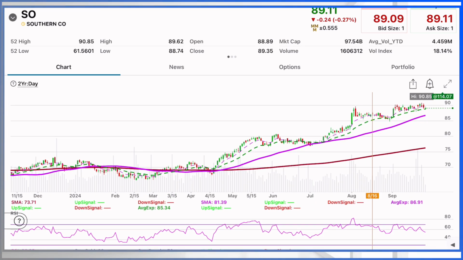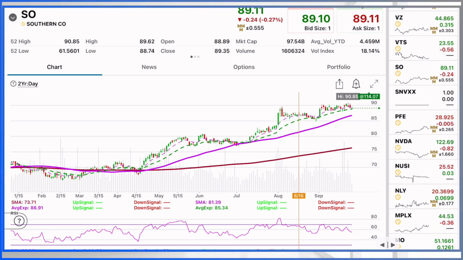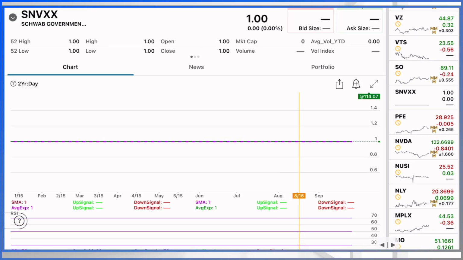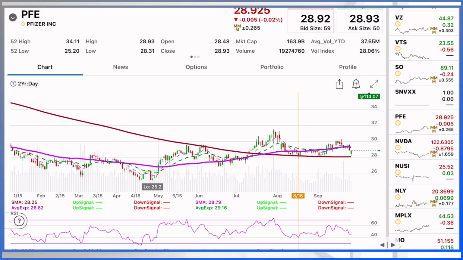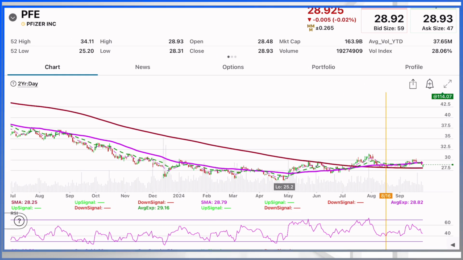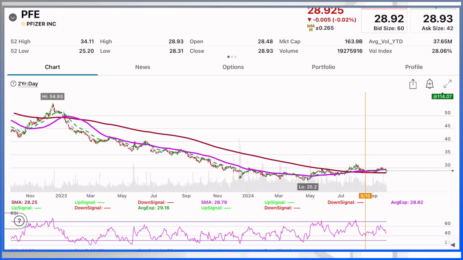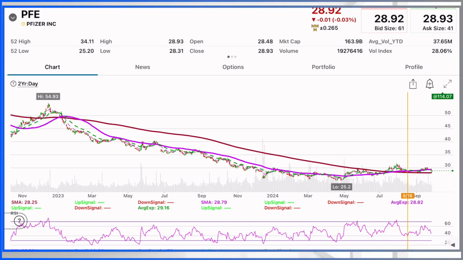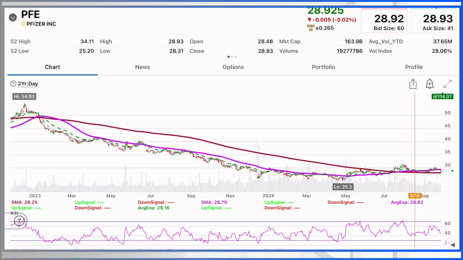So back to our list. Let's see. I know that the SNVXX is a money market, so that's not going to work. Pfizer. Let's look at Pfizer. This is a 2-year chart for Pfizer. What do you think? I would think that if we were selling calls on this one over the years, we would have been able to cash in that premium and keep all of that premium.